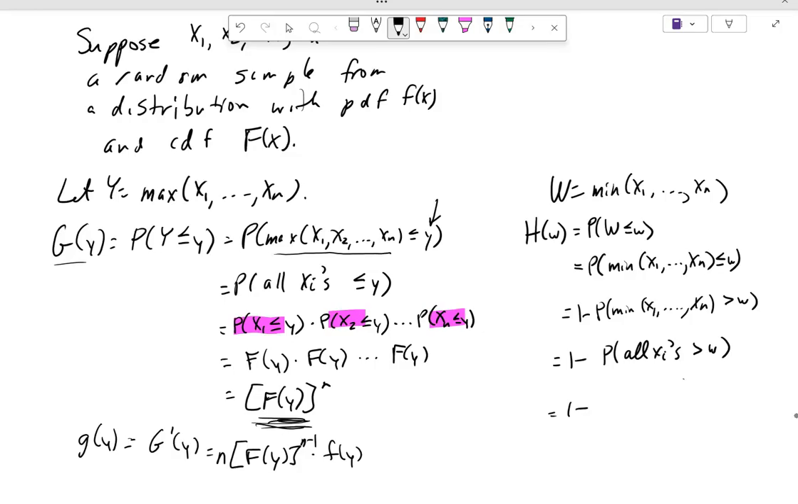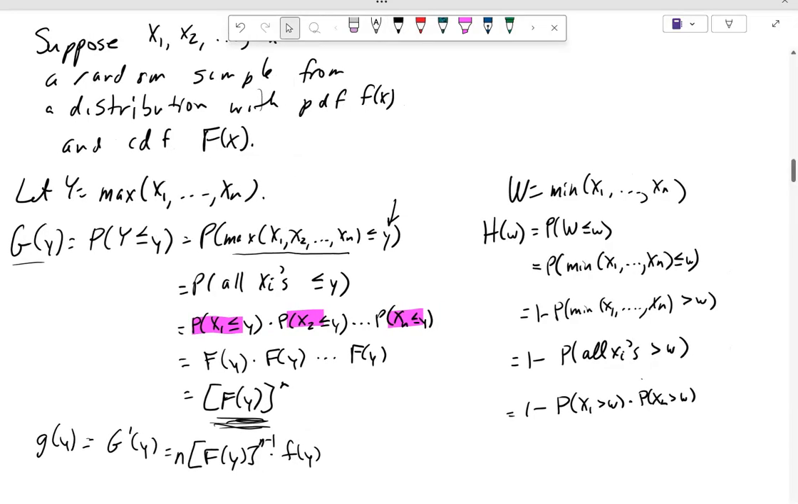Yep. So this is 1 minus x1 being greater than W times x2 being greater than W times xn greater than W. The way those individual factors are written currently, are those CDF questions? No. Can you convert them to CDF questions? Yes. It's a complement again, isn't it? Right? Each of these will be 1 minus the CDF, won't they?